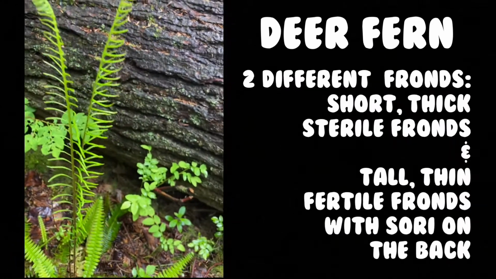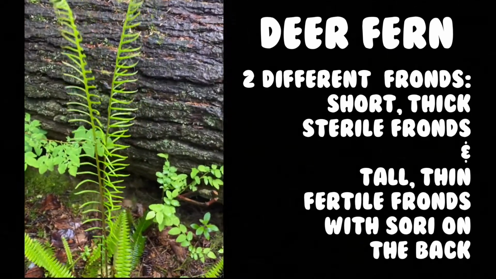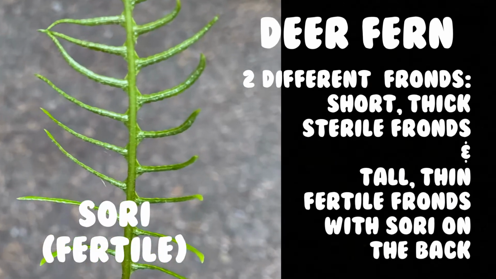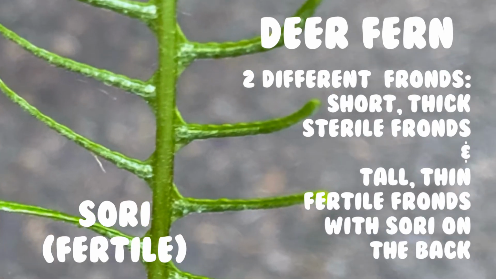Deer fern use a different type of frond to carry their spores. The fertile frond is taller and thinner and has the spore-bearing sori hiding on its backside. The sori are a little hard to see because they're very small and translucent.